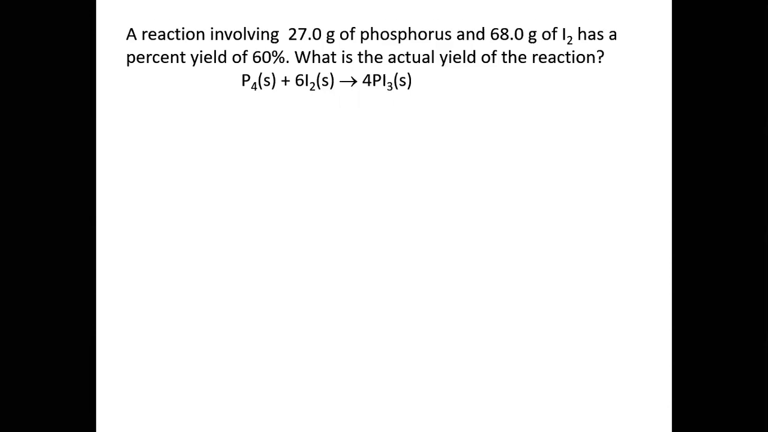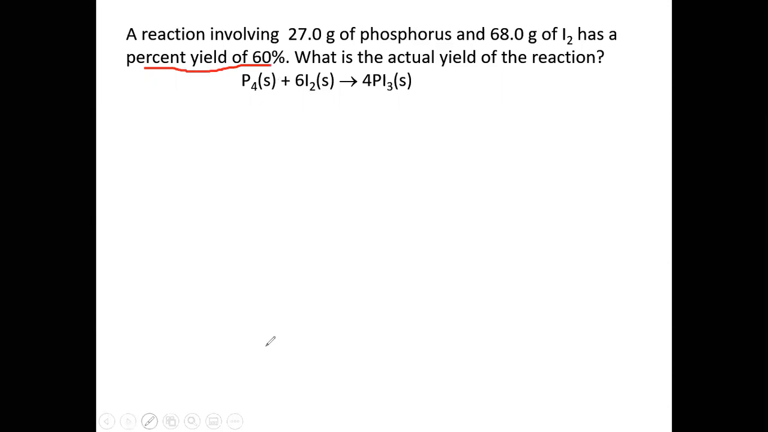So maybe you're doing a reaction, you read in a paper or an article that this reaction has a 60% yield. You start with this amount of each reactant. You want to know how much actual yield you'll get. And so the first thing we need to do is to determine the theoretical yield. So again, this percent yield, we're not going to use until the end once we've determined the theoretical yield.